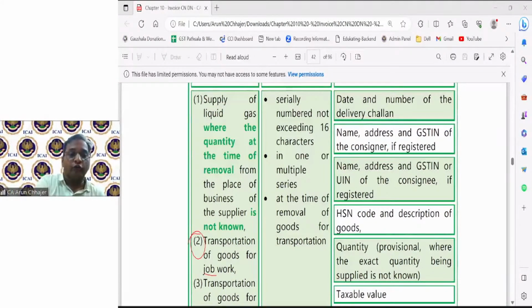Second, the transportation of goods for job work. We know that we are just moving the goods for job work purposes. It is not a sale. Let's say I run a saree business, and I gave the sarees to my job worker for embroidery work. So when I send the goods to the job worker, it is not a supply, correct? So first, if it is a supply of liquid gas, where the quantity is not known at the time of removal. Second, the transportation of goods for job work.